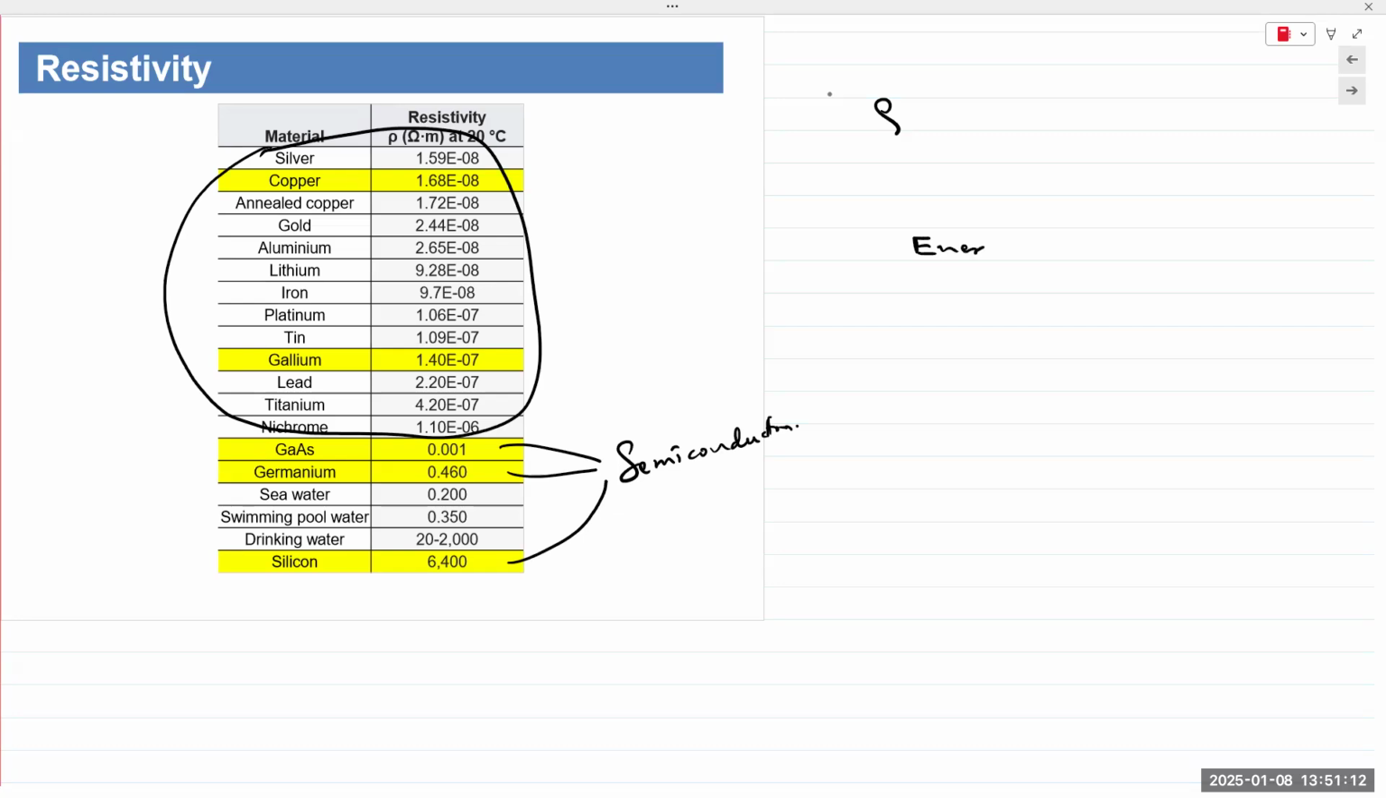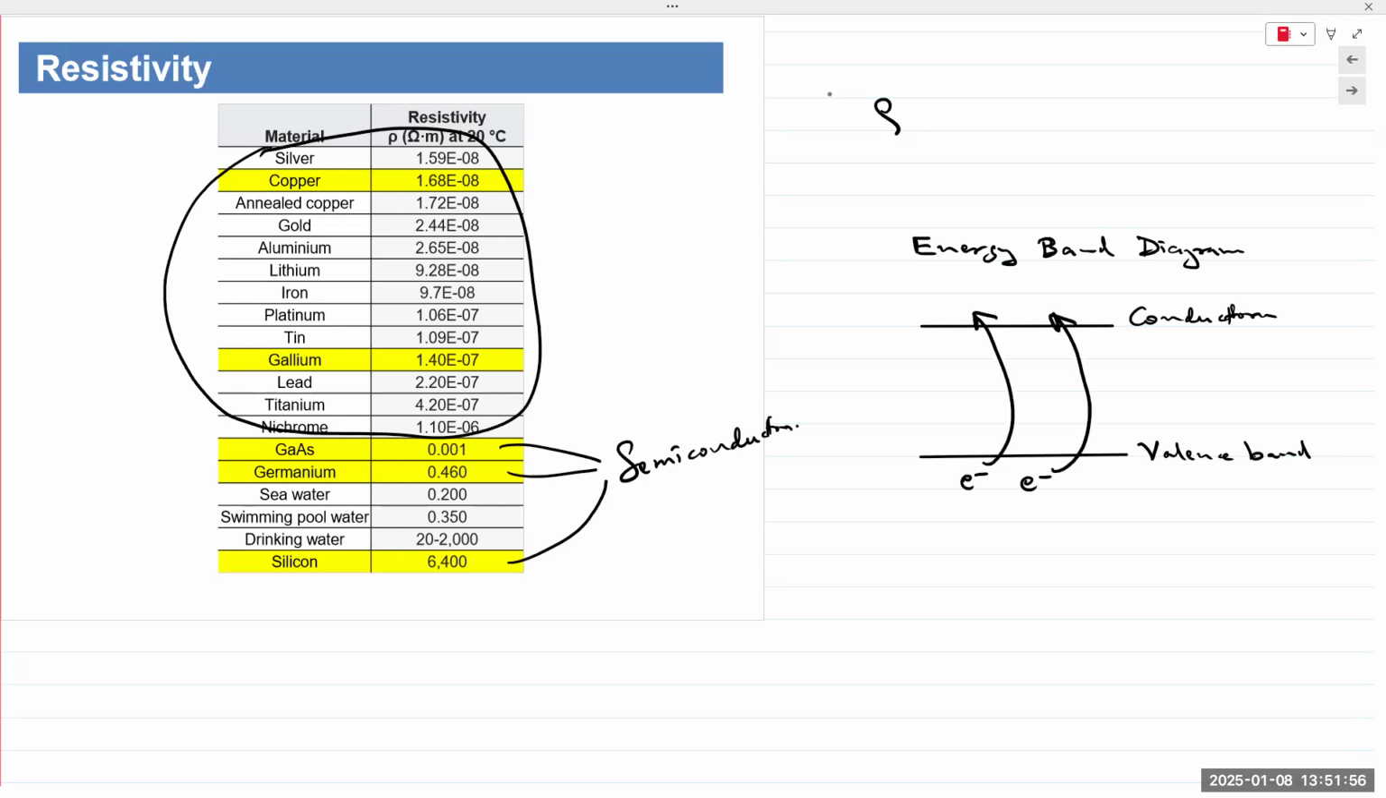So we have the energy band diagram, and if I plot a two-dimensional level, we have the valence band right here, and the conduction band right here. And if an electron in the valence shell acquires enough energy, it can jump from the valence band to the conduction band. So it can move from here to here. And now it's free to move in the atomic structure, and it's available to conduct electricity.